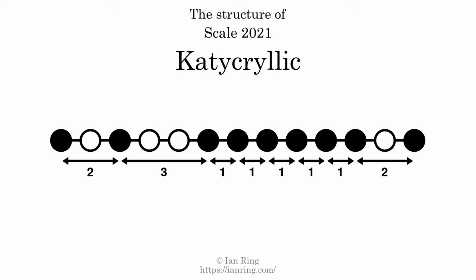The structure of a scale is a description of the interval distance between each successive tone. This scale has a structure of 2 3 1 1 1 1 1 2.